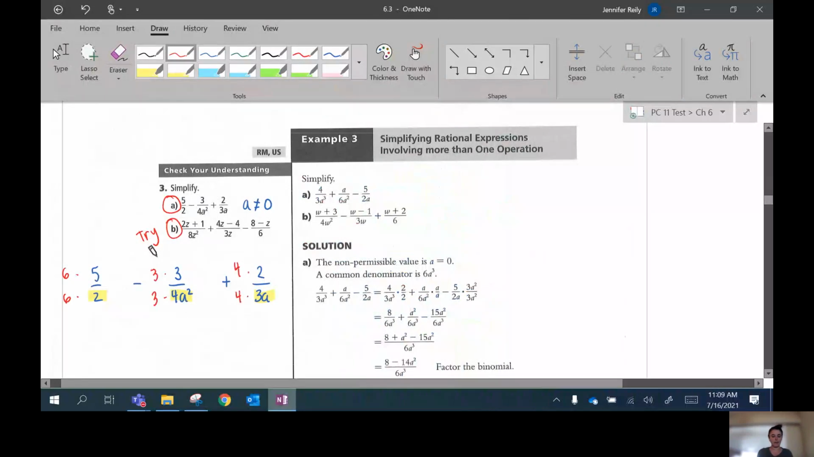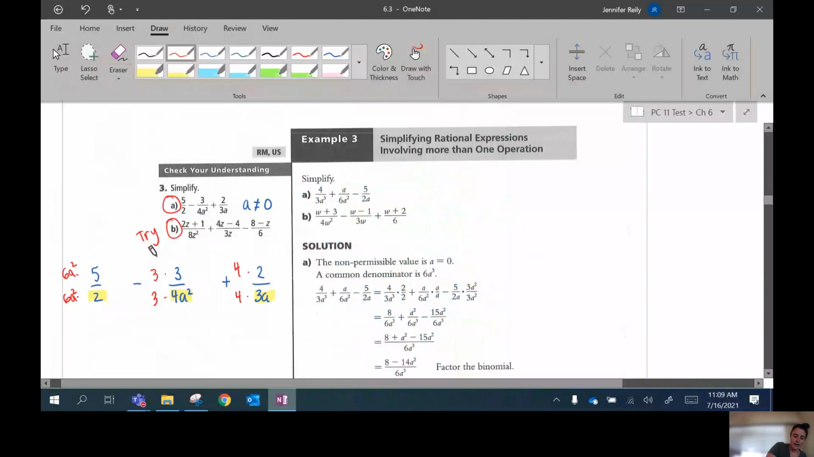Let's focus on the variables now. The middle one has a squared. So I need to have at least a squared in every single denominator. So the first one, I'll need to put an a squared there. And the middle one, we don't need to add anything because I already have a squared in the denominator. But for the other one, I have just one a, so I need to add an a to what I'm multiplying by.